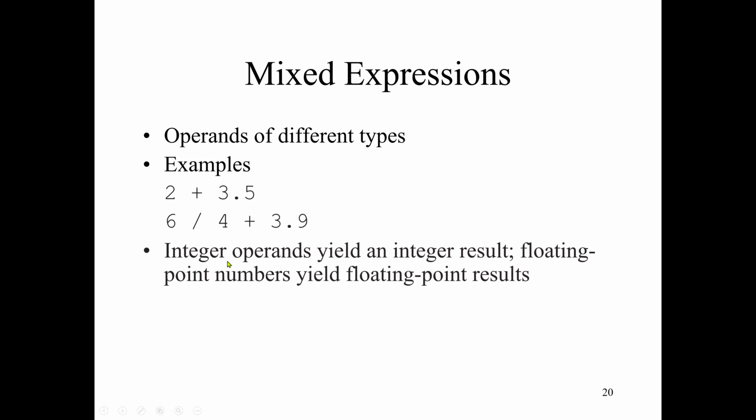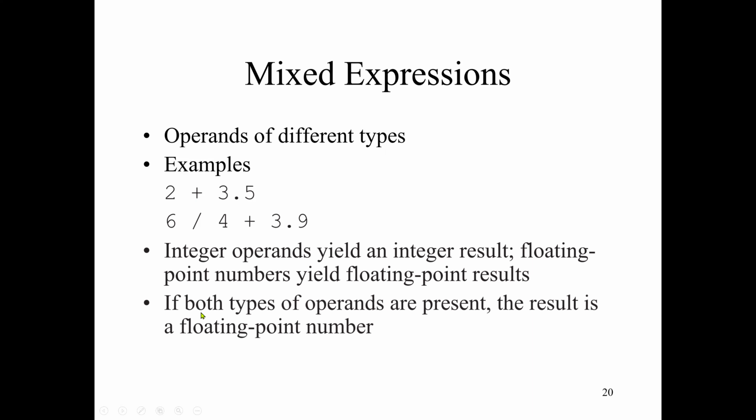So here we say the integer operands yield an integer result. Floating point numbers yield a floating point result. But if we have both types of operands present, then the answer will be a floating point.